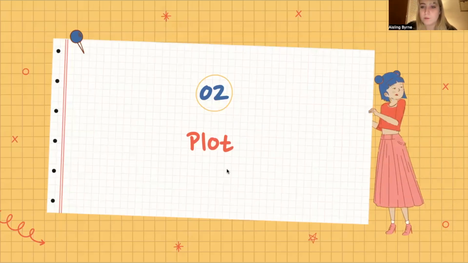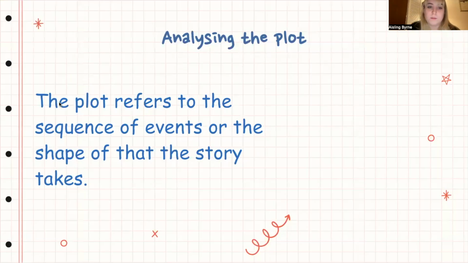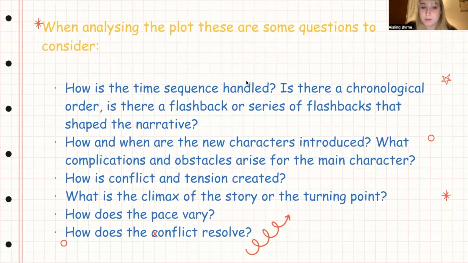So we're just going to move on to plot now. So what is the plot of a story? The plot refers to the sequence of events, or the shape that the story takes. That can look different in every story. So when we're analyzing the plot, these are some questions that we need to consider.